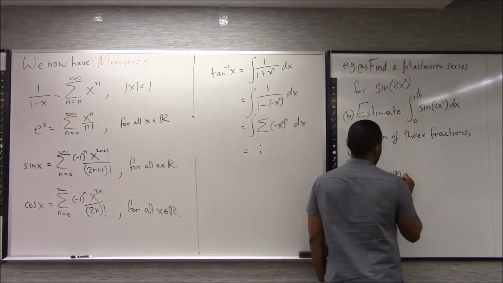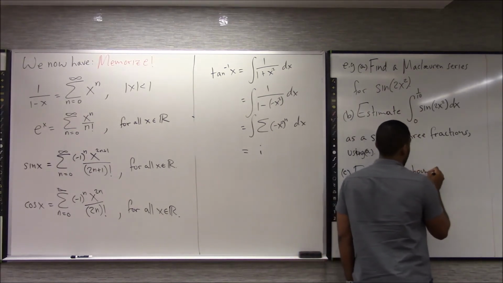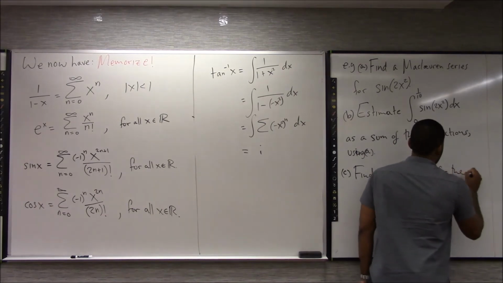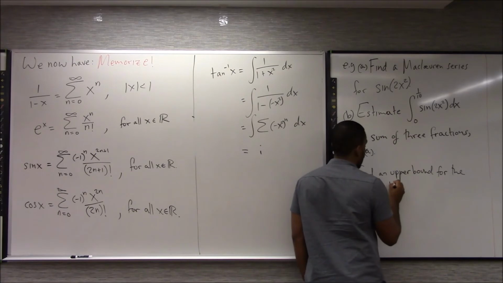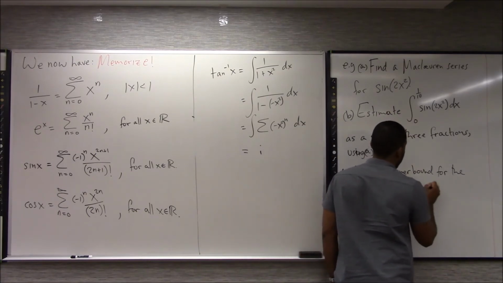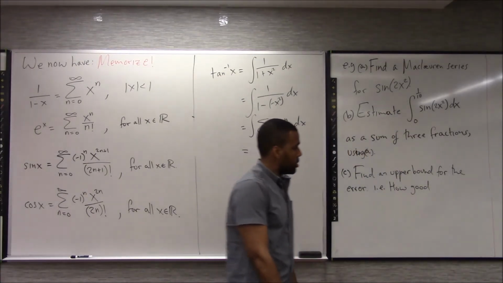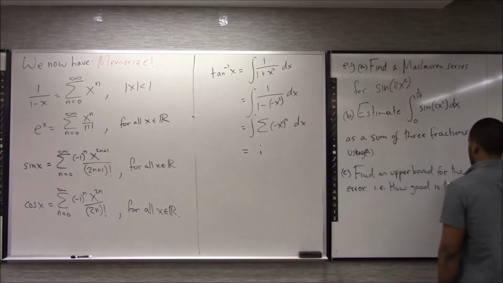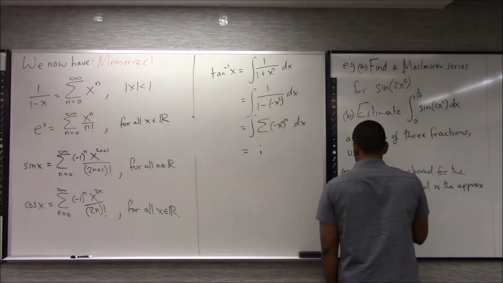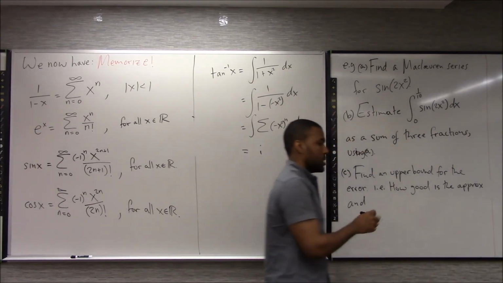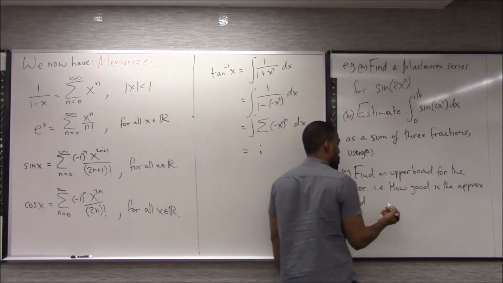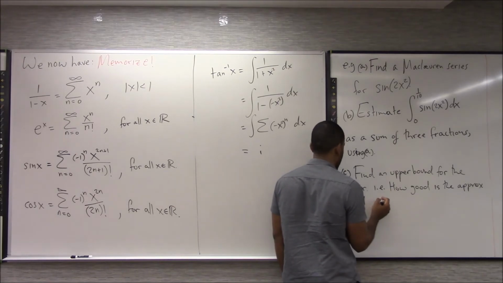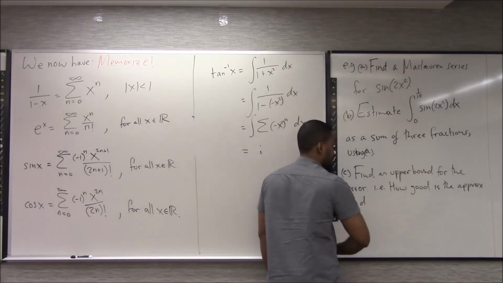C. Find an upper bound for the error, i.e., how good is the approximation above? Tell me how far you are from the actual answer at most. So if I compute this integral and I only take the first 3 terms, I'll get some answer. Compared to the actual answer for the entire integral, how good of an answer is that? How far am I from the actual answer?